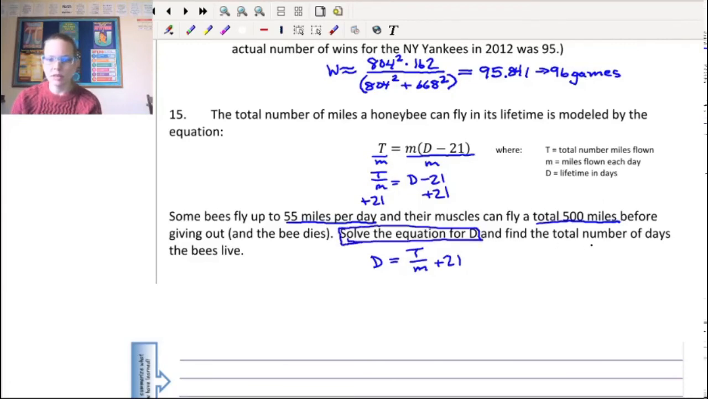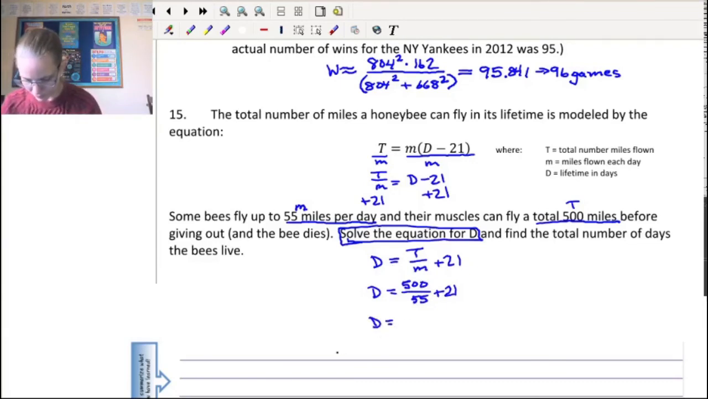Once I've solved the equation for d, that was the first thing it asked me to do, then I want to find the total number of days these bees live given this information. So 55 miles per day, that's my m. Total of 500 miles, that's my T. So I'm going to plug that in there: 500 over 55 plus 21. Plug that into my calculator, and that tells me these bees are going to live approximately 30 days. Not a very long lifespan.